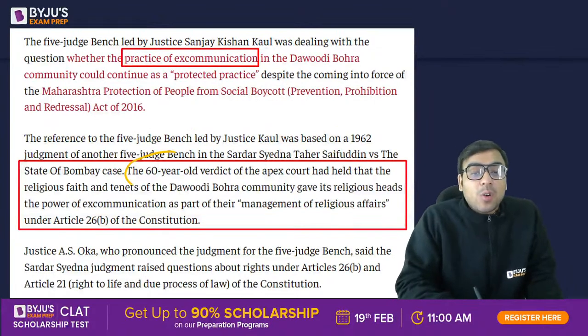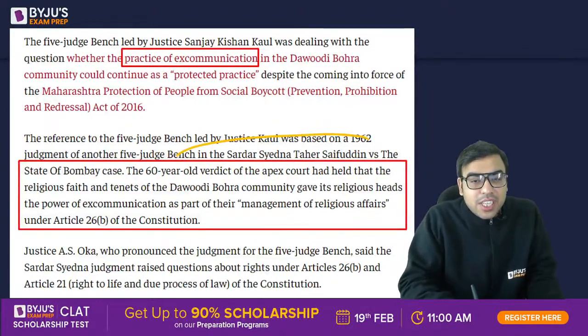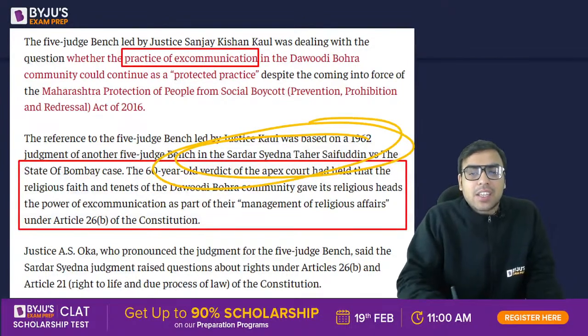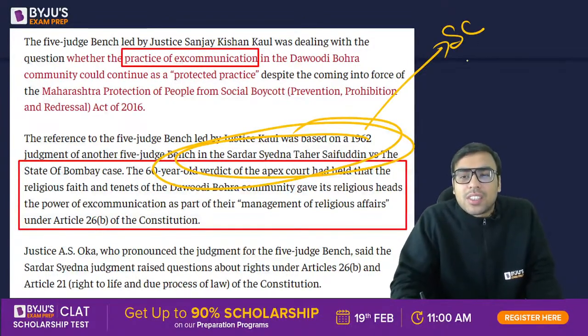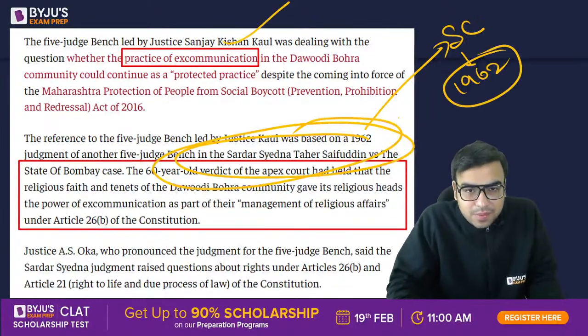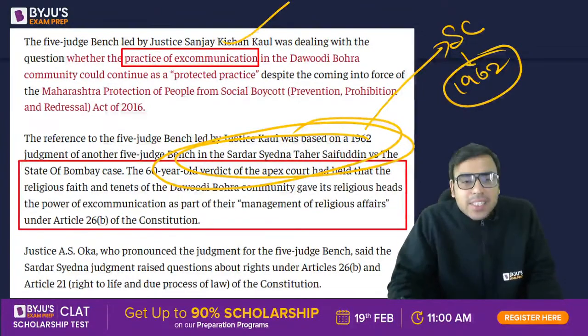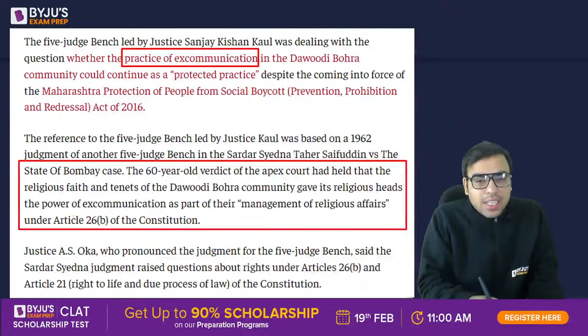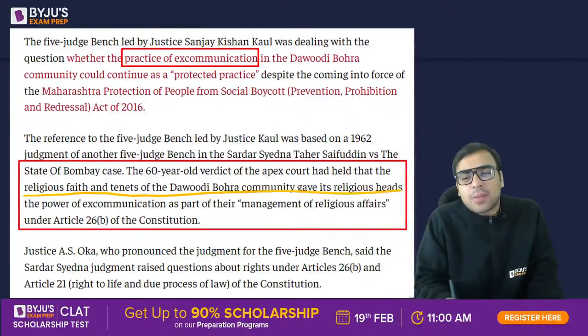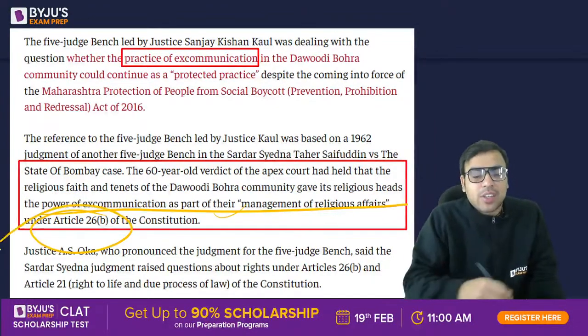But there was a 60-year-old judgment, Sardar Sayyidina Taher Saifuddin versus State of Bombay case, in which the Supreme Court 60 years back in 1962 upheld this practice of excommunication, कि it is fine. पहले कहा था कि ठीक है, लेकिन हाँ कहा था ना कि held that religious faith and tenets of Dawoodi Bohra community gave its religious heads the power of excommunication under Article 26.